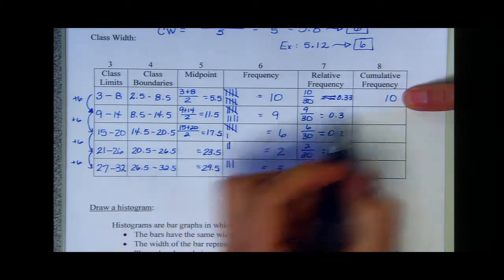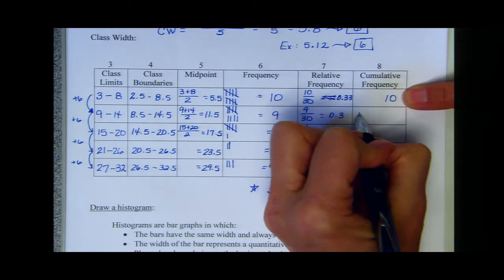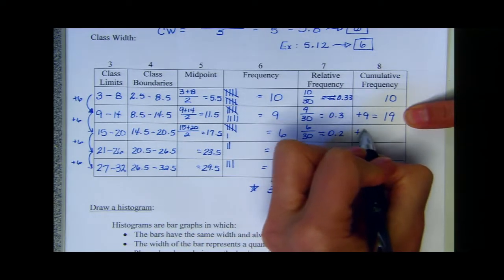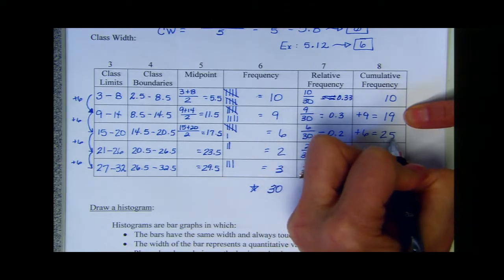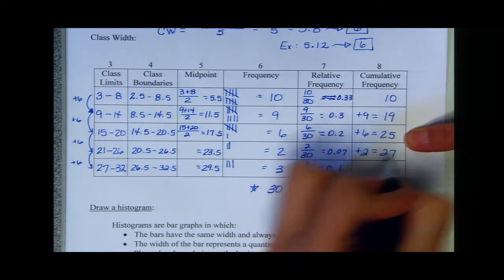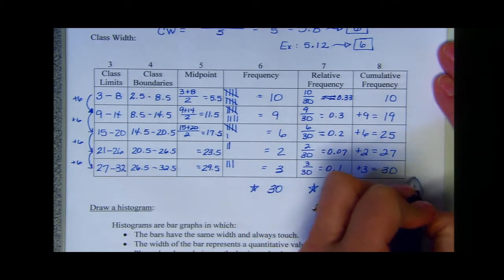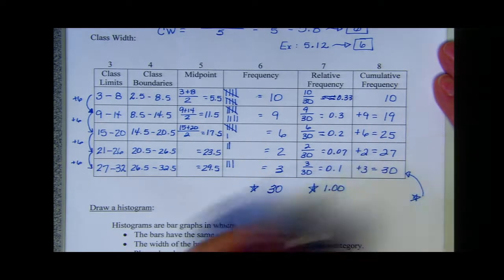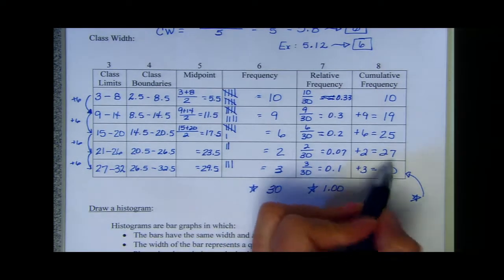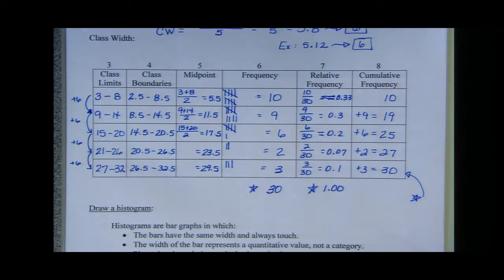So then I'm going to take this 10 and add the number in the next class, which is 9. So 10 plus 9 gives me my 19, plus 6. We now have a running total of 25, plus 2 is 27, and plus 3 is your 30. And another checkpoint right here is make sure that this last value is your total number of data values. So this is a running total. It's saying we have a total of 30 values, which we do, so we know we're okay.